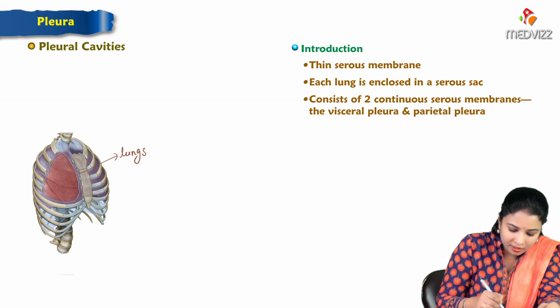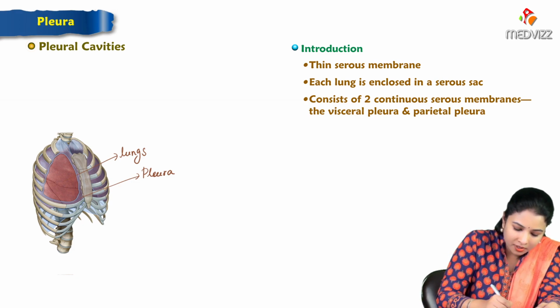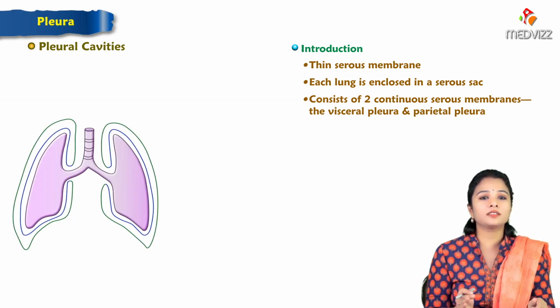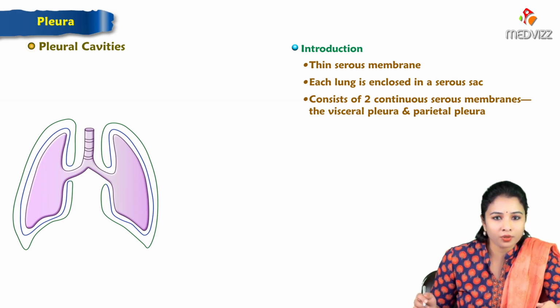Here in this image we can appreciate the pleura is removed to expose the lungs on one side. The right lung is exposed and this is the pleura, and the ribs are cut here to expose the pleura and the lungs. Here is the schematic picture showing the two layers of pleura.